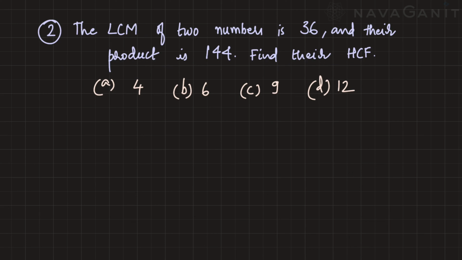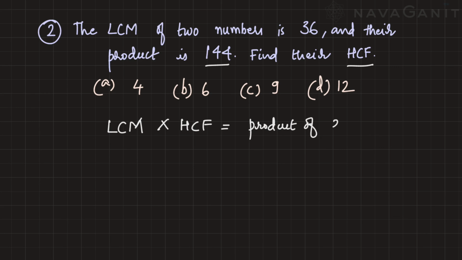The LCM of two numbers is 36 and the product is 144. We need to find the HCF of these numbers. The options are given. So first of all, you should keep in mind the formula that LCM multiplied by HCF is nothing but the product of the given two numbers. So whenever we have two numbers, their LCM multiplied by their HCF is the product of those two numbers.